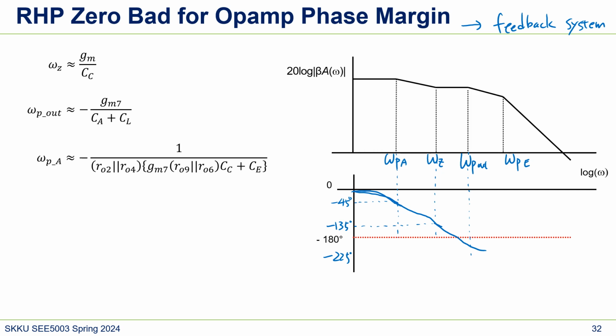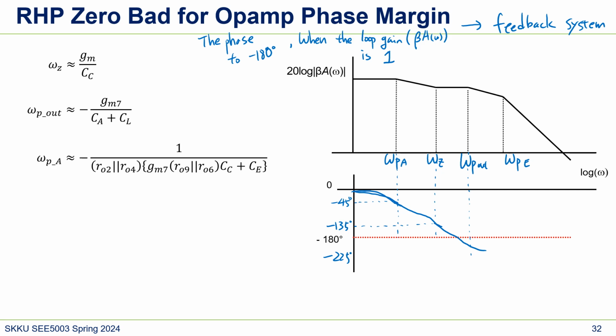So when we talk about phase margin, the definition of phase margin is when the loop gain, what is loop gain? Loop gain is beta A. Loop gain is 1. The phase margin is the phase relative to minus 180 degrees when the loop gain is 1. So it means that when the phase is minus 180, the loop gain should be lower than 1.